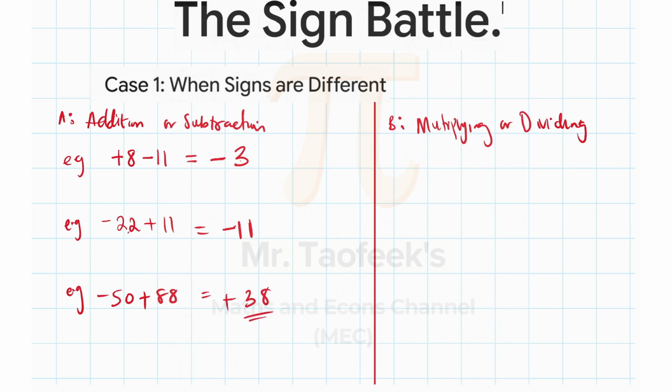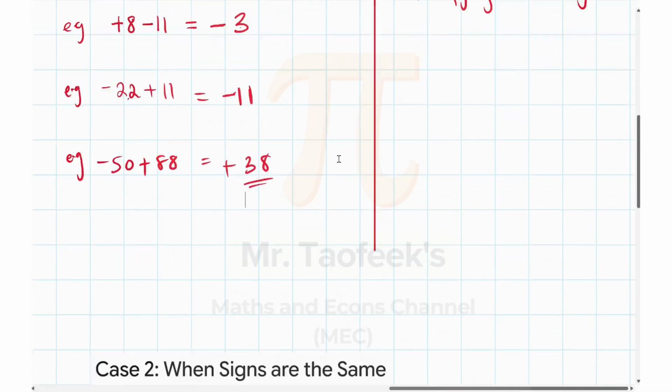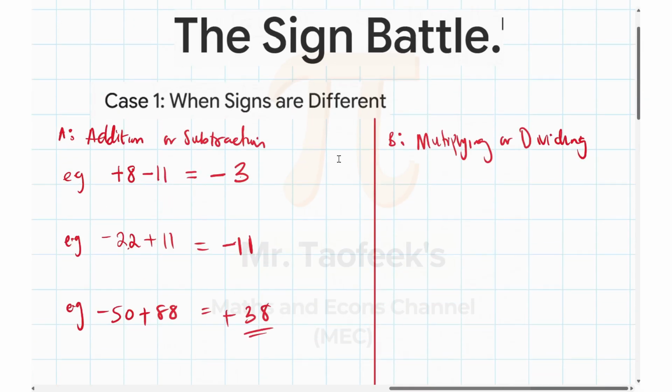Now, don't forget, we are dealing with sign battle. And in this case, when the signs are different and you are adding or subtracting, this is what you do. When the signs are the same, we're going to go through another set of scenarios. But this is the first thing to know. When the signs are different, this is how to do it. Ignore the signs, subtract, do the bigger minus the smaller one, get the answer, and then look at the bigger number, what sign is attached to the bigger number, and that's the sign that gives you the answer.